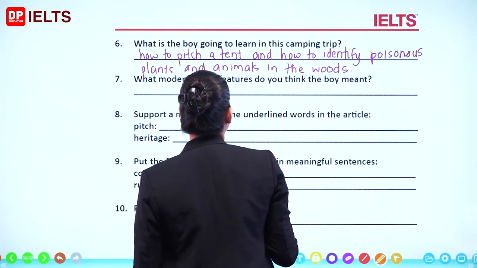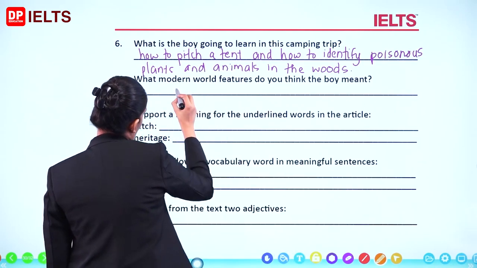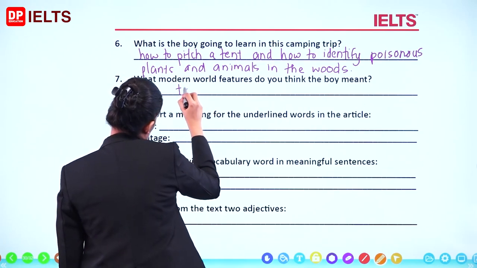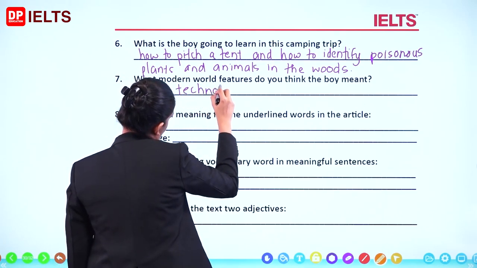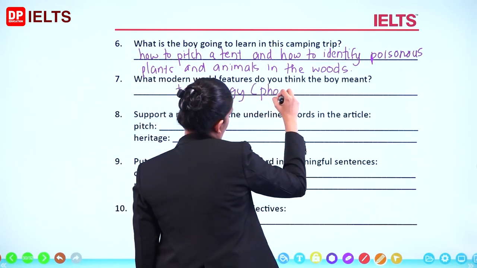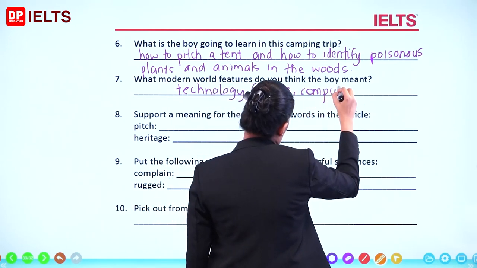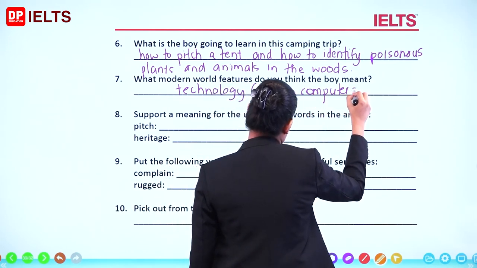What modern world features do you think the boy meant? Use like, you know, technology. Example, phone, computers, those kind of ones, okay?